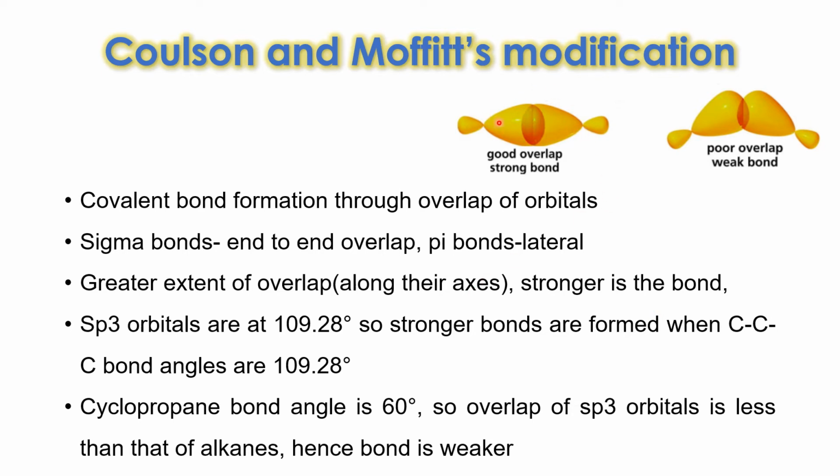Sp3 hybridized orbitals usually overlap end to end, while pi bonds usually overlap laterally. So sigma bonds are formed because of end to end overlapping in the case of sp3 hybridized orbitals. This is a good overlap, but if the bond angle is compressed, as in cyclopropane, there is poor overlap. You can see this overlapped area; the bond is weak, so the compound is weak.